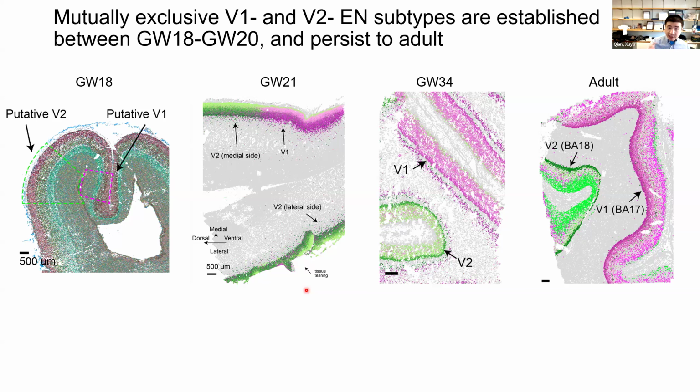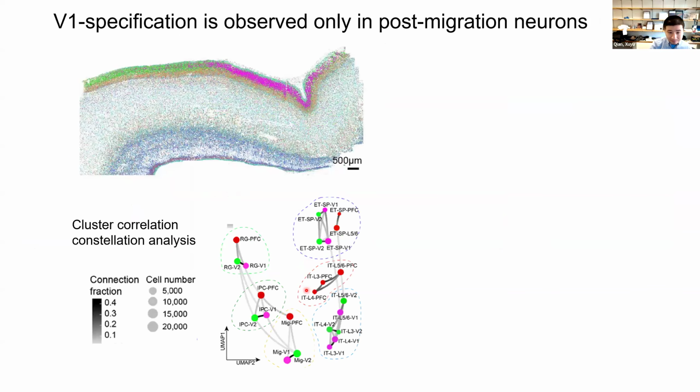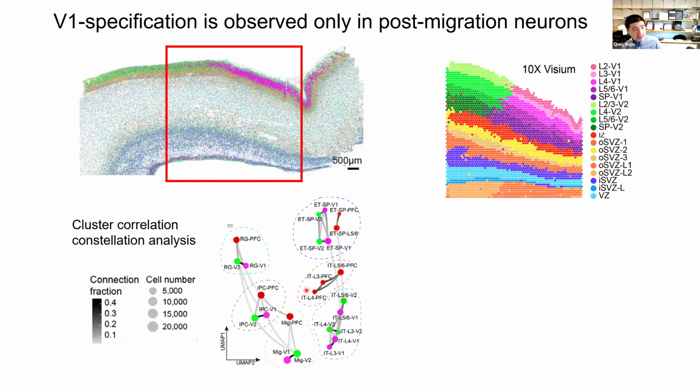But these differences, like the gene that marks the difference between V1 and V2 during gestation week 20, do not fully overlap with those that can be marked in the third trimester or in the adult. So there are a lot of temporary, dynamic, or say transient specification programs at play here. Another very interesting observation is that this sharp border is only found within the cortical plate, so the post-mitotic and post-migration neurons, but not in the migrating neurons or the progenitor cells.